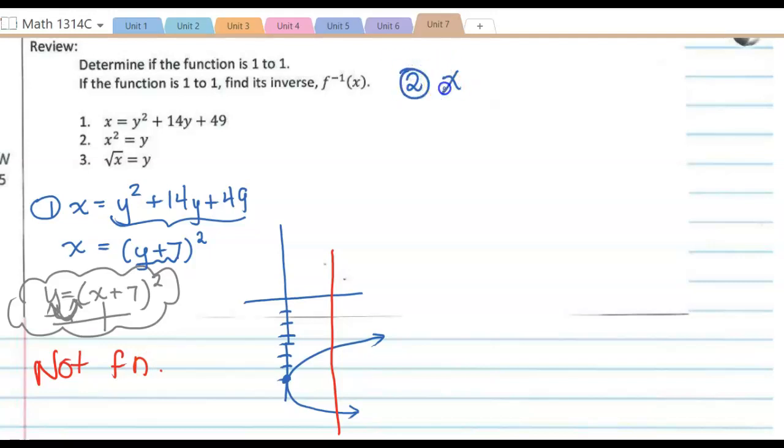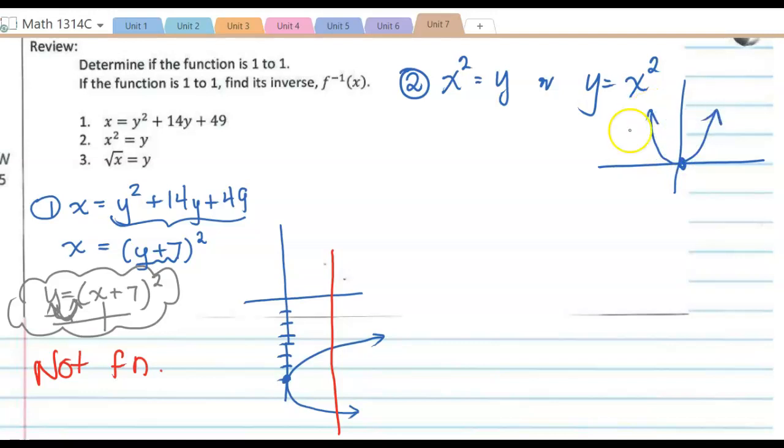Here we have x squared is equal to y, or we can say y is equal to x squared. And that's our parent function. So it looks like a quadratic equation that looks like this. However, this is a function, but it does not pass the horizontal line test. So this is actually not one-to-one. So we will not be able to find the inverse of it.